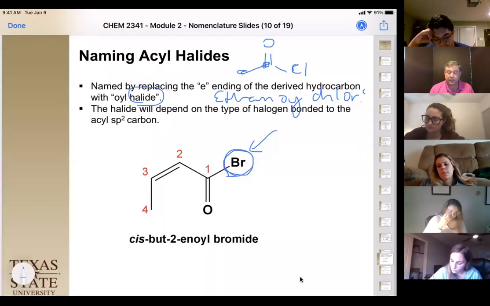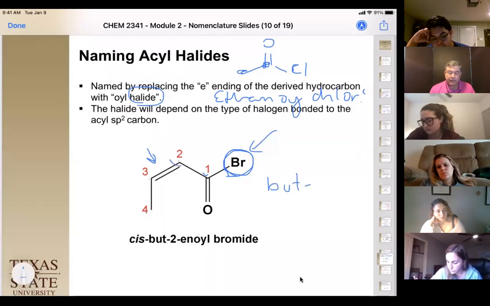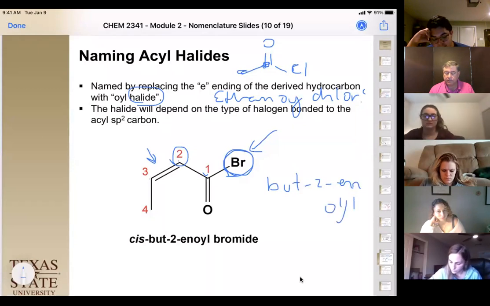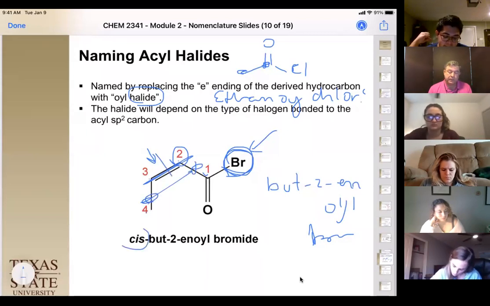But we have some complications because we have a double bond. So we have 1, 2, 3, 4. So we're going to have butenoic acid that we've converted. So we have buta. The alkene is located on number 2. So 2-ene, oyl, and then the bromide comes at the end, bromide right here. And we have no other substituents. So we're completed with our name, but we have to think about the stereochemistry on our double bond here. They're both on the same side of the double bond, so it's cis. Okay, so that is the addition of there.